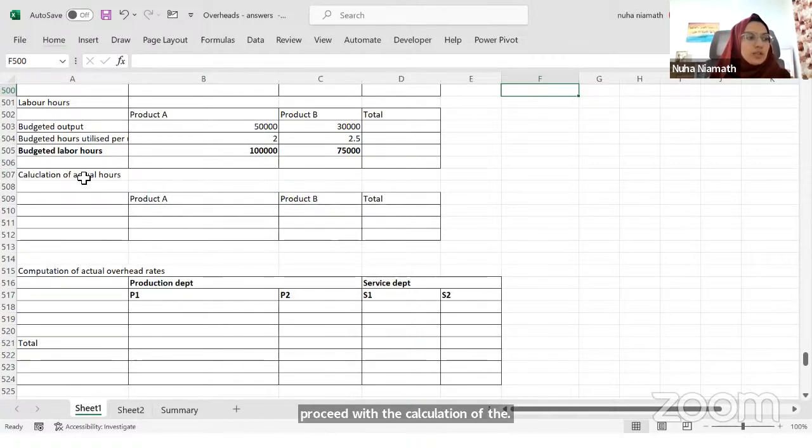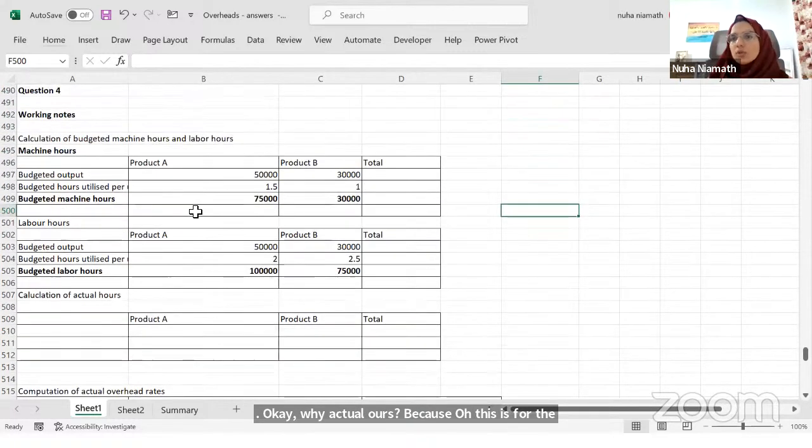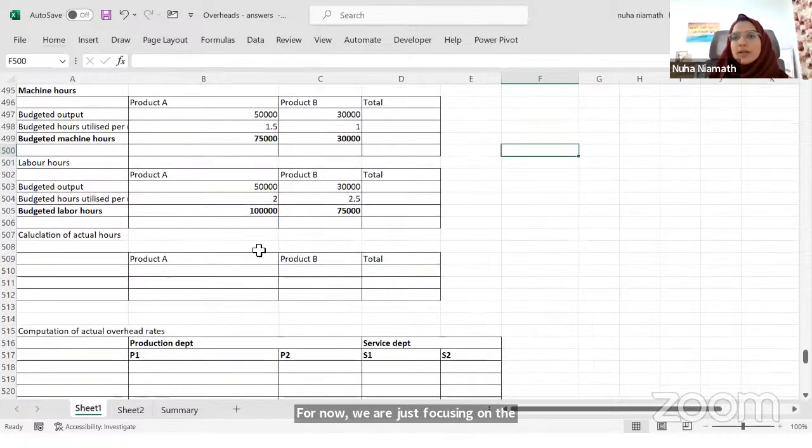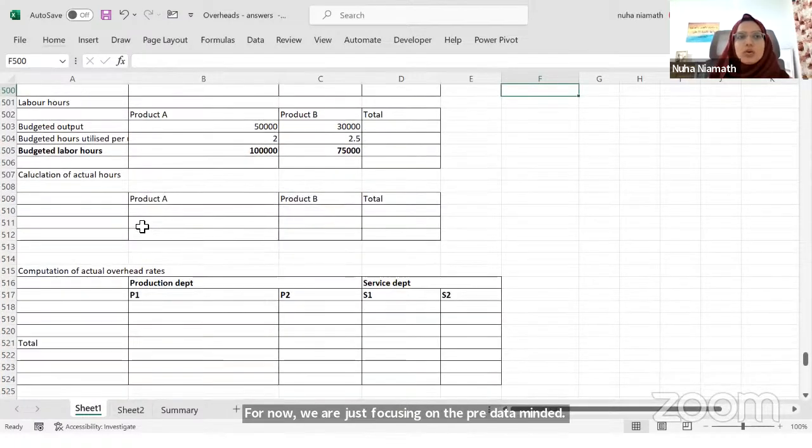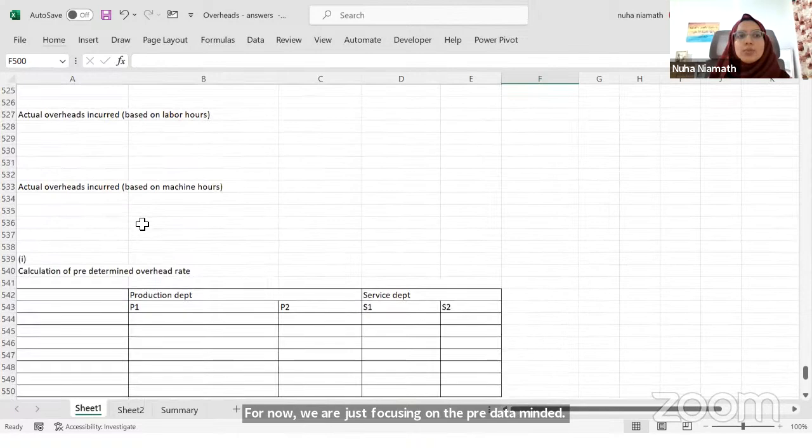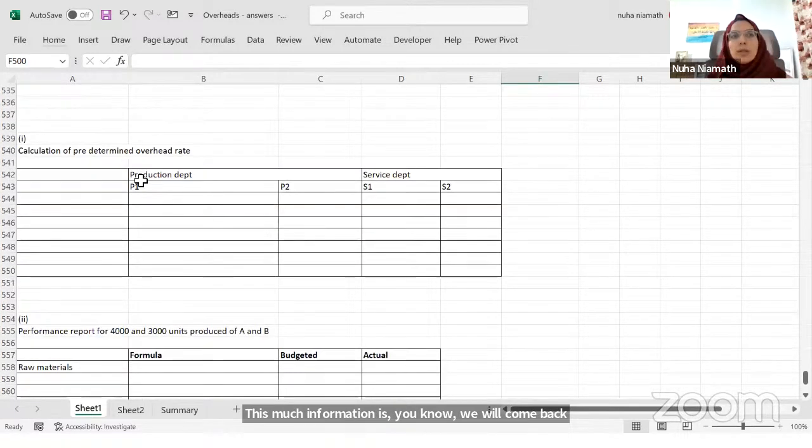Now we have the calculation of the actual hours. Okay, why actual hours? Because this is for the later part of the question. For now, we are just focusing on the predetermined rate. This much information is enough. We will come back to this later on. So this is understood. We shall proceed now with the calculation of the predetermined overhead rate.